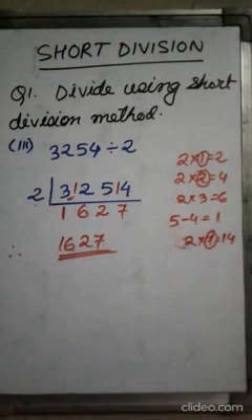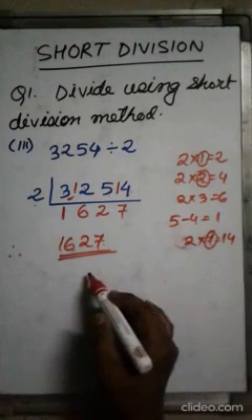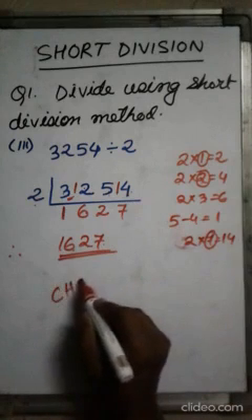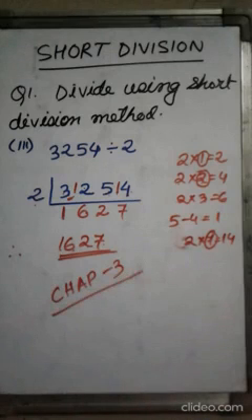I hope you have understood this. If you don't understand, just ask me in your clarification hour. I will explain it again. This is very important for your next chapter, chapter number 3, Knowing Our Numbers.